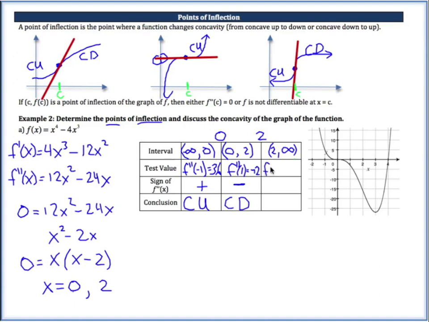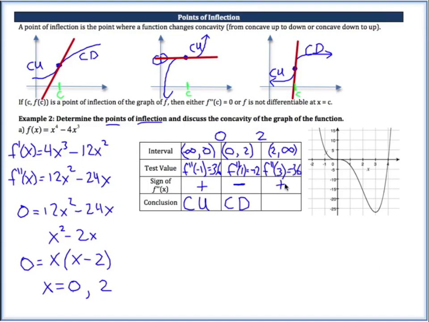And here, let's just try 3. 3 squared is 9. 12 times 9 is 108. Minus 24 times 3, which is 72. 108 minus 72 is 36.